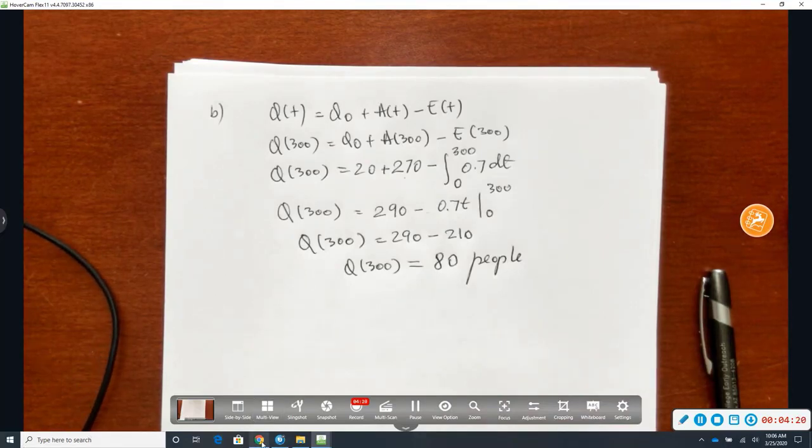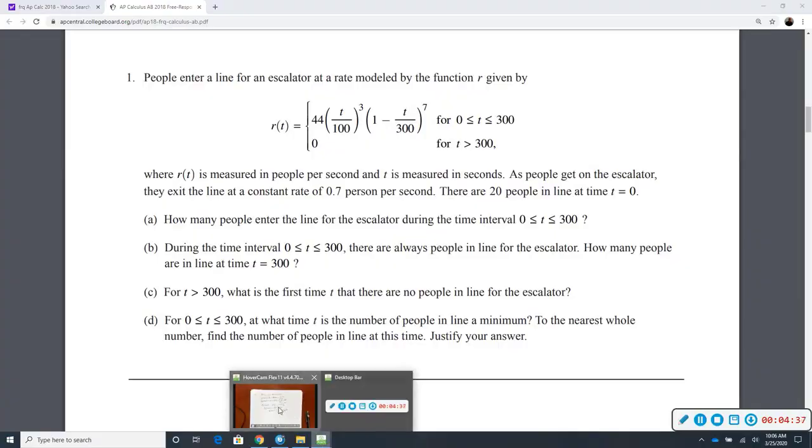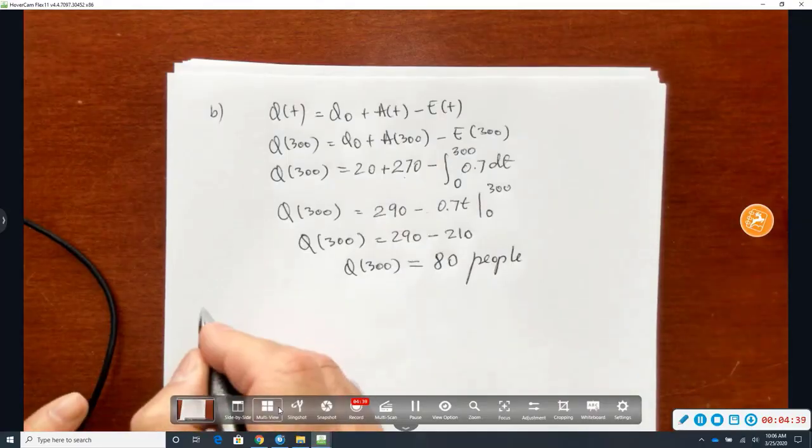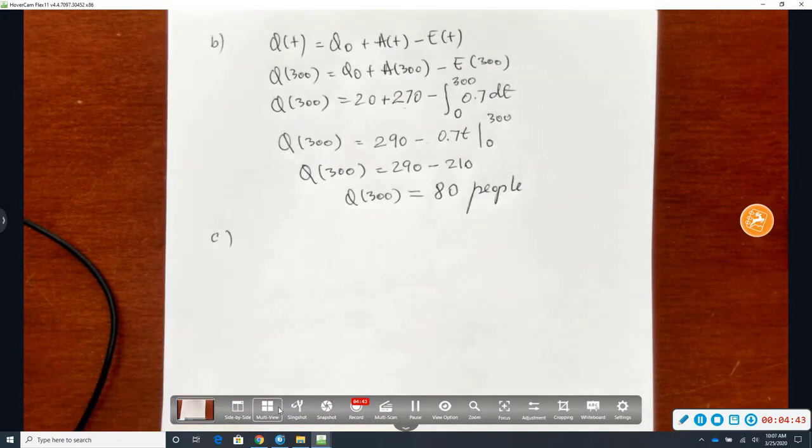Let's go to the next part of our problem. Point C: for time t greater than 300, what is the first time that there are no people in line for the escalator? Okay, so if I try to solve point C, I would like to see when is the first time there are no people on the escalator.